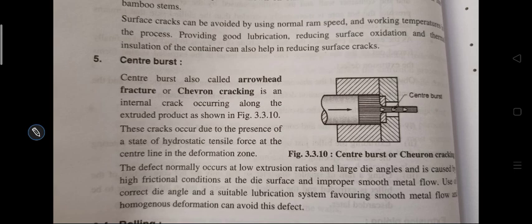You have seen this diagram, center burst. Center burst is also called arrowhead fracture or chevron cracking, which is an internal crack occurring along the extruded product, as we can see here in the diagram.